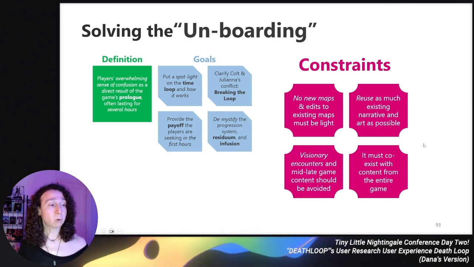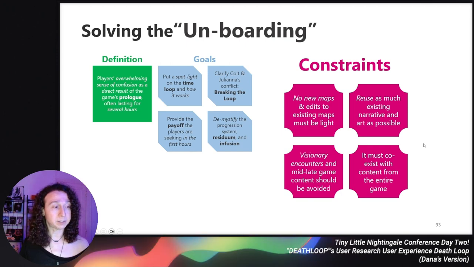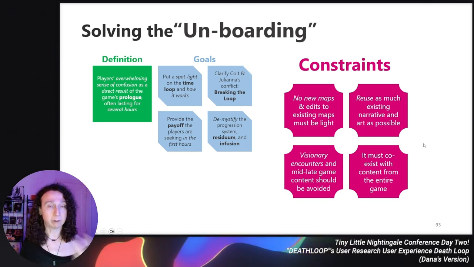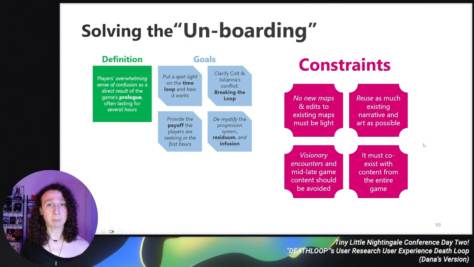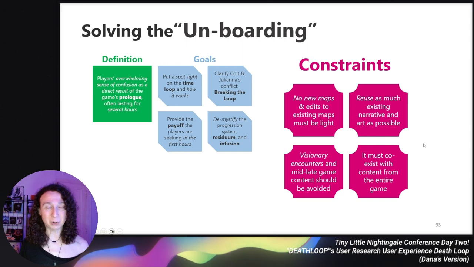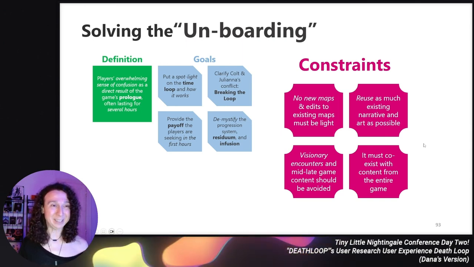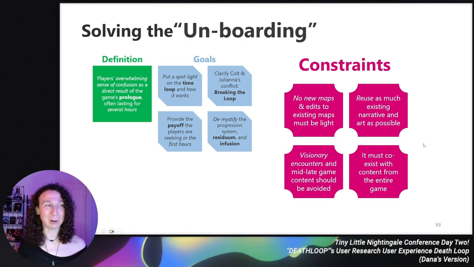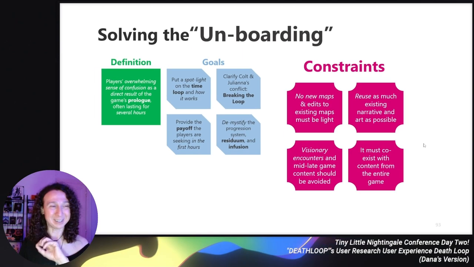And that of course means that those visionary encounters and the mid to late game content should be avoided however possible. During this opening chapter, we don't want the player trying to, you know, go into Fia's base and detonate a nuclear reactor or whatever while they're trying to do the opening chapter. That's not cool.